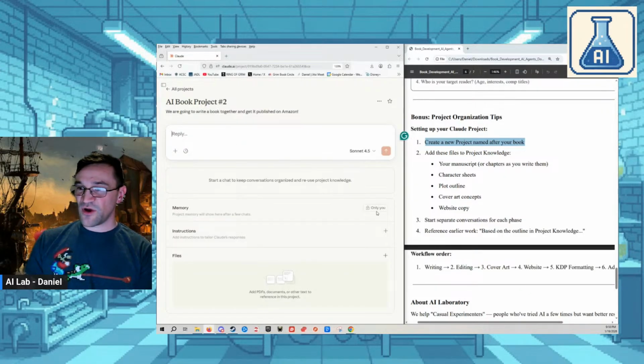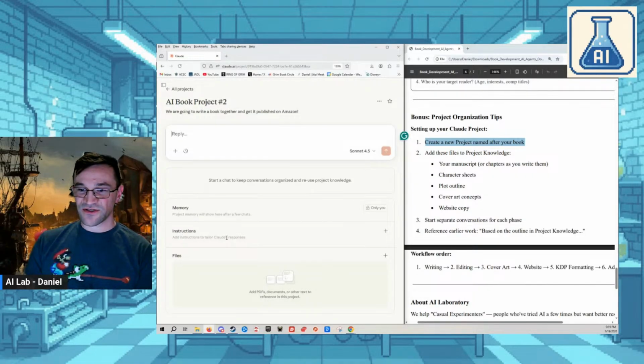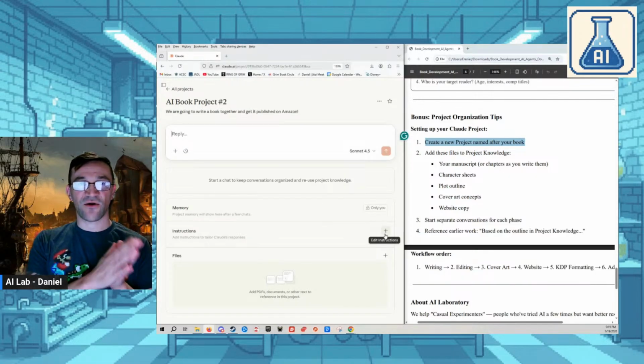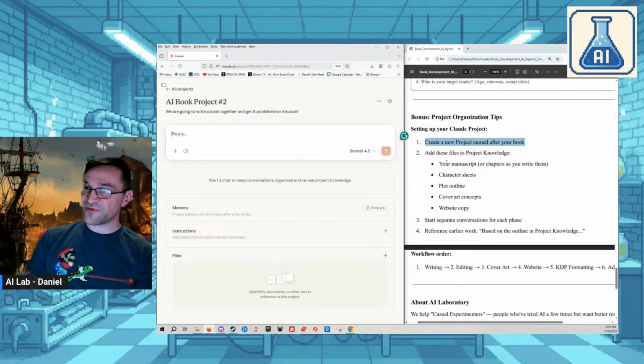Number 1, we'll want to make sure that the memory is working only for me. If this is my private project, I don't want the rest of the internet to have it. Likewise, instructions. These are instructions that you give to Claude. You'll want to structure how it interacts with you and how it governs the documents you're working with, the types of ways it likes to write, past examples. Additionally, files. Every time you write a chapter of your book, I encourage you to upload the most current chapter to the files so that Claude can reference it and ensure you have continuity. On the right side, the bonus project organization tips.